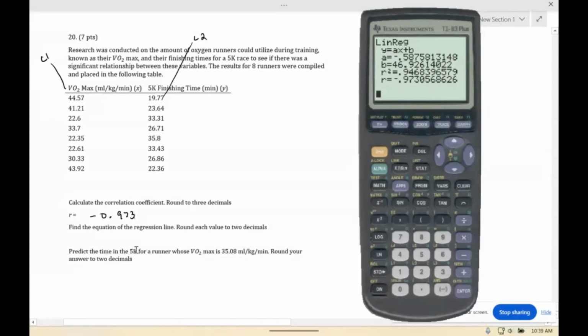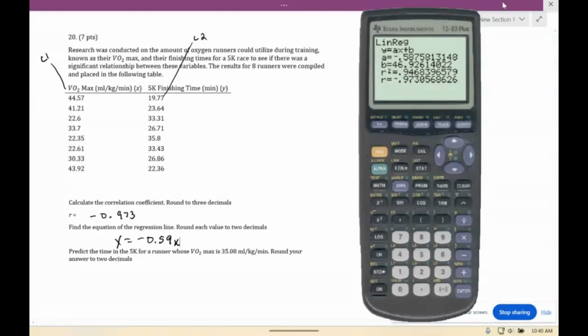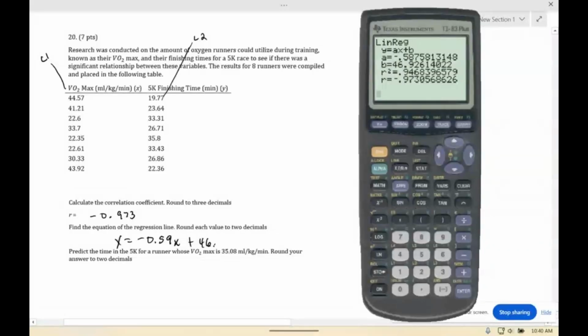We're asked to write out the regression equation rounded to 2 decimal places. So notice we're given that equation y equals ax plus b. So I'm going to simply substitute a as negative 0.59x. We're rounding to 2 decimal places, plus 46.93. So that is our regression equation. y is equal to negative 0.59x plus 46.93.